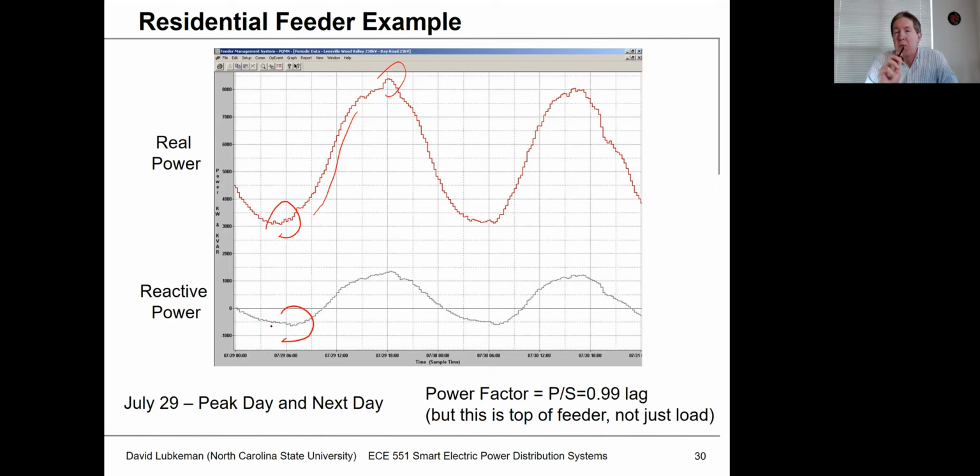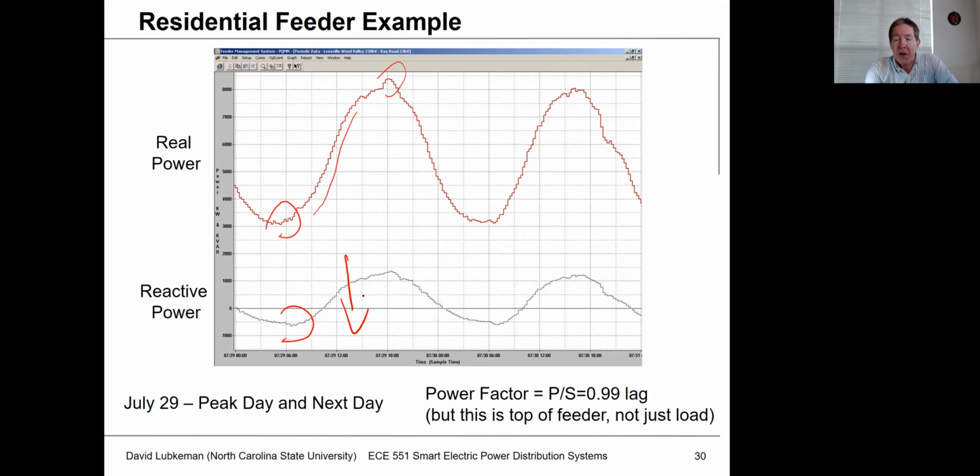keep in mind though that this feeder also has capacitor banks that correspond to negative reactive load. And so what we're seeing is still a cycling of the reactive power, but this curve has been shifted down due to the fact that I have capacitors also on the circuit. And what we're seeing is the top of the feeder, including capacitors as well.